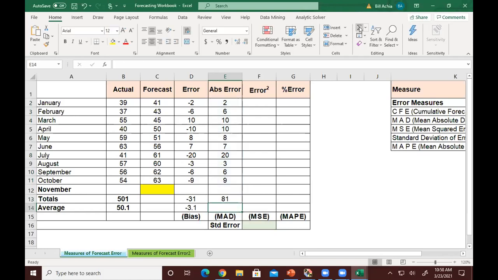Okay, 81. But now I want to get the average of those absolute errors. So the average of those absolute errors would be 81 divided by the total number of months, which was 10. And I get an average absolute value of 8.1. Now that value of 8.1 is what we call our MAD, our mean absolute deviation.